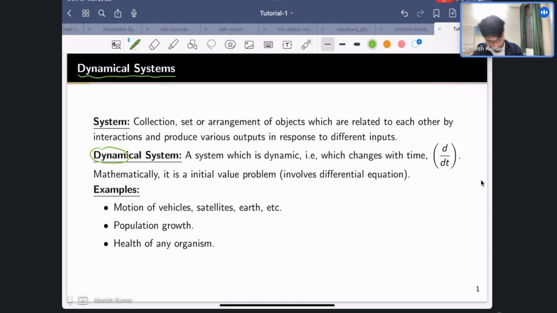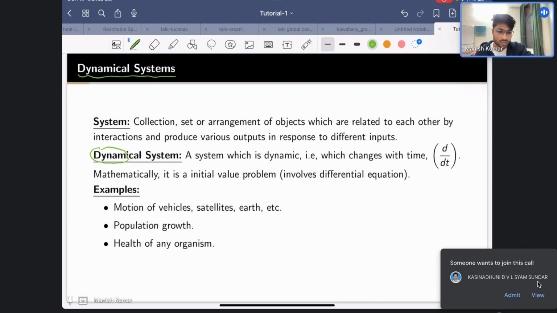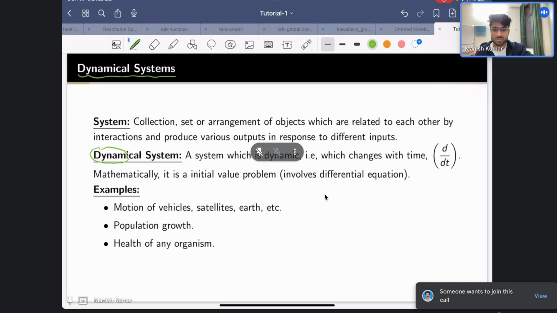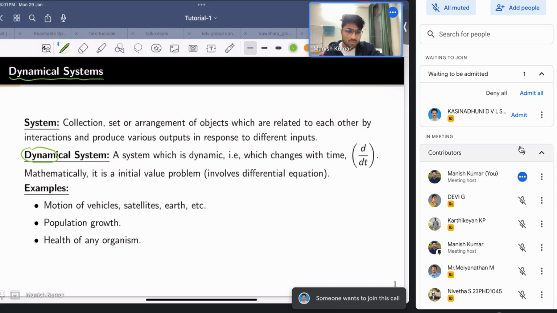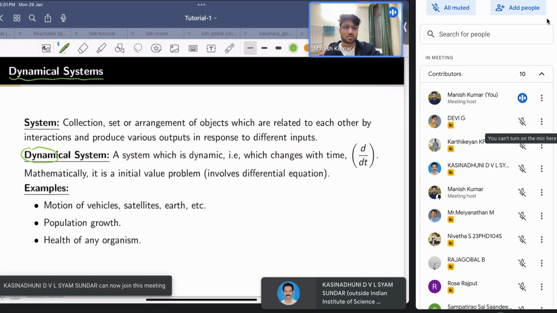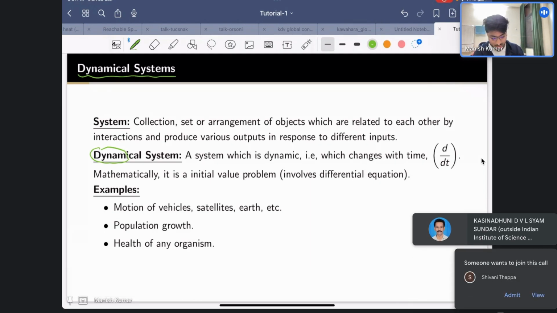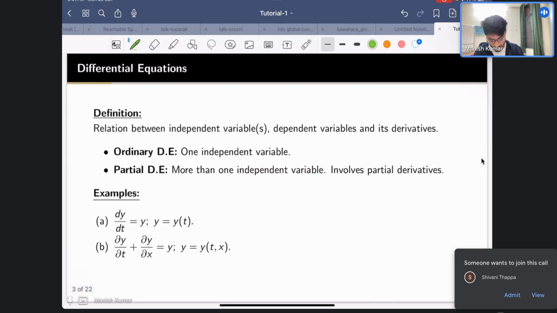You can already understand the practical examples, like motion of vehicles, satellites, and population growth. You already saw some examples, like this population growth model, so I'll just mention what the system is and move further.